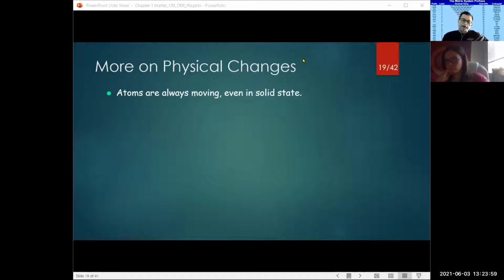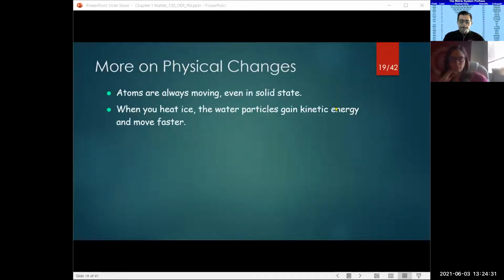Okay, more on physical changes. As I stated, molecules are always moving. Even in the solid state, they're frozen in position, but they're still vibrating. It is not until, as we're going to learn down the road, you get to what's called absolute zero, which we have not reached, though we've come close, that atoms are supposed to just shut down and not move anymore. But we haven't been able to attain that. So even though they're solid, they still vibrate, but they're still moving.